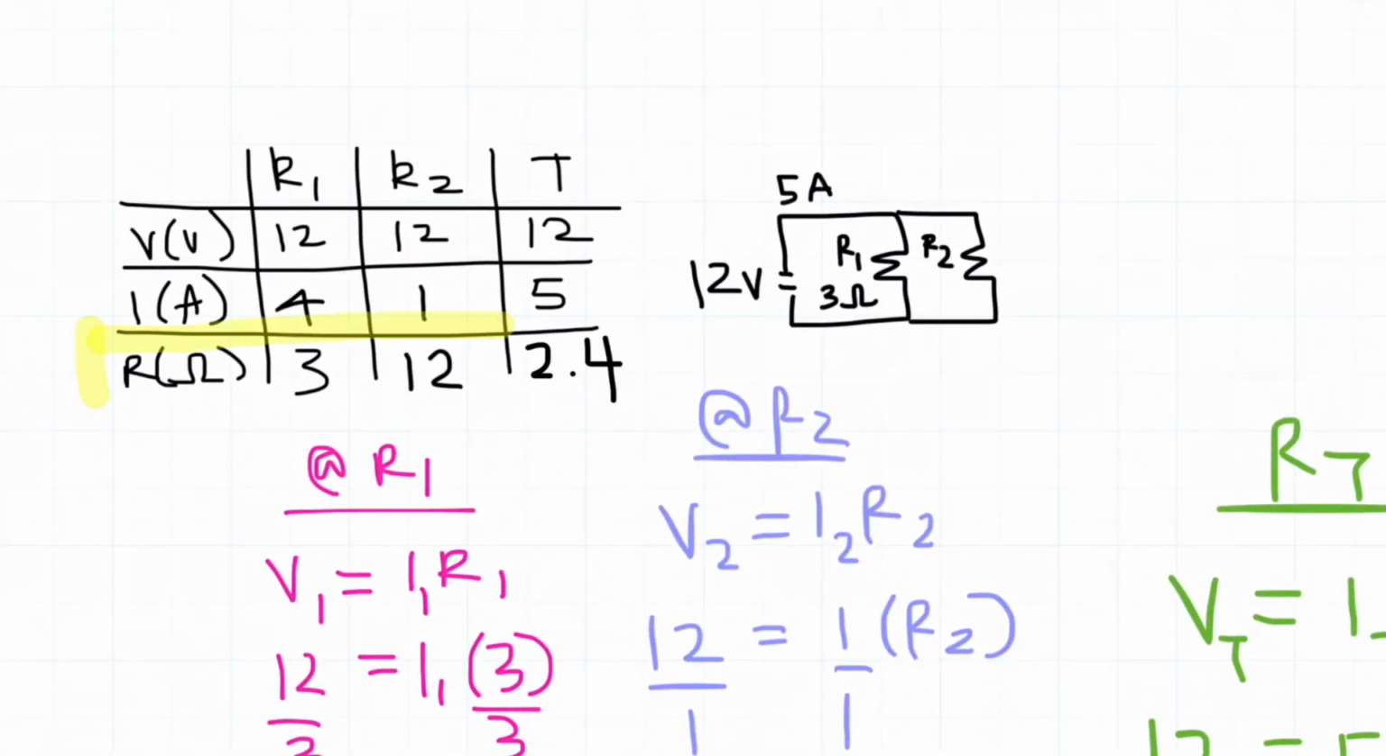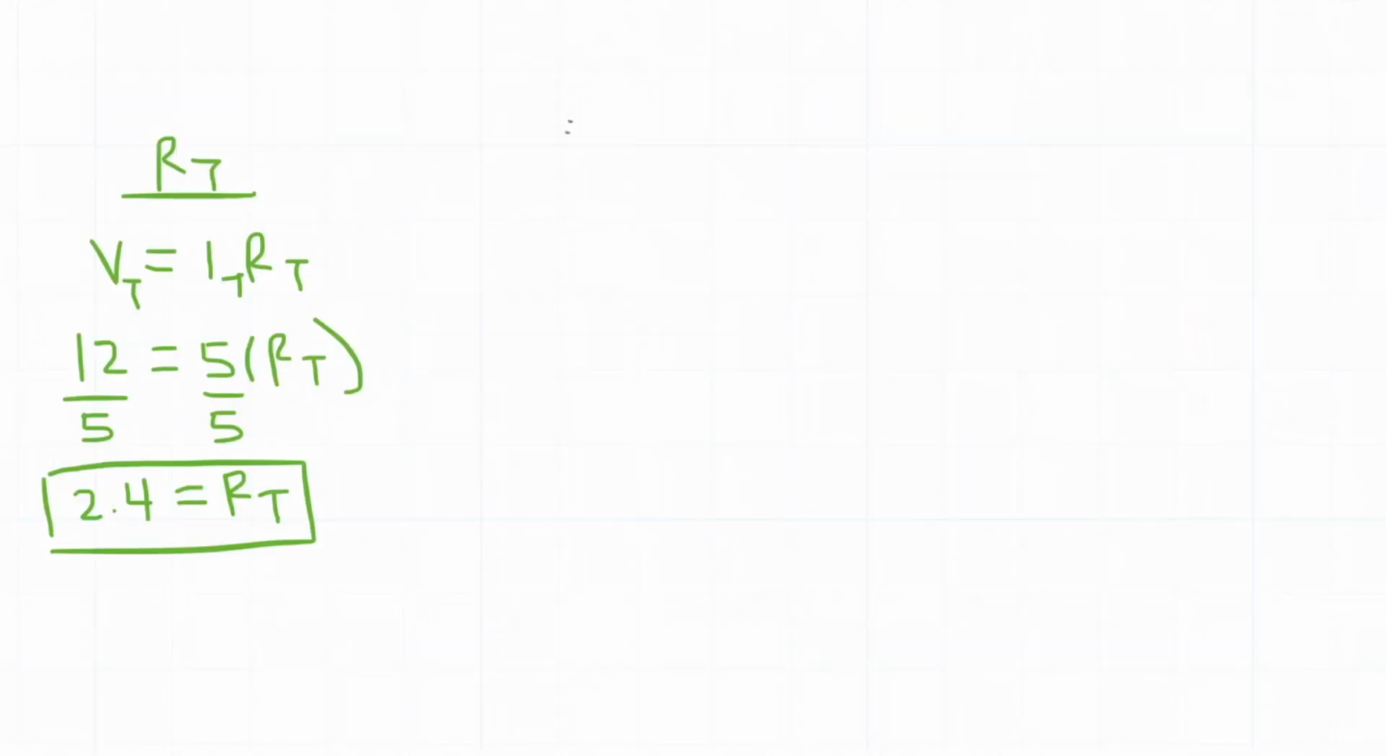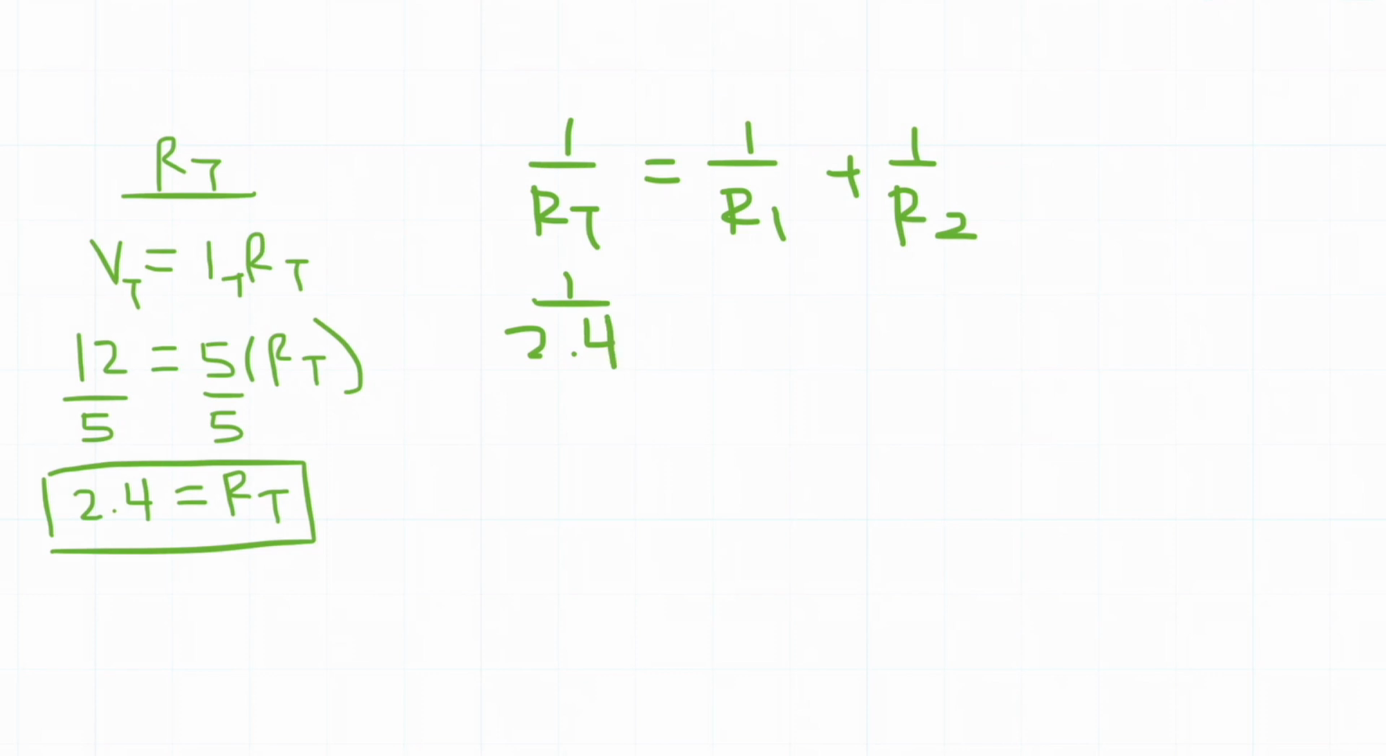Let's actually use a parallel resistance equation to confirm these values actually work. Recall that 1 over the total resistance is equal to 1 over R1 plus 1 over R2 here. So we have 1 over 2.4 is equal to 1 over 3 plus 1 over 12.